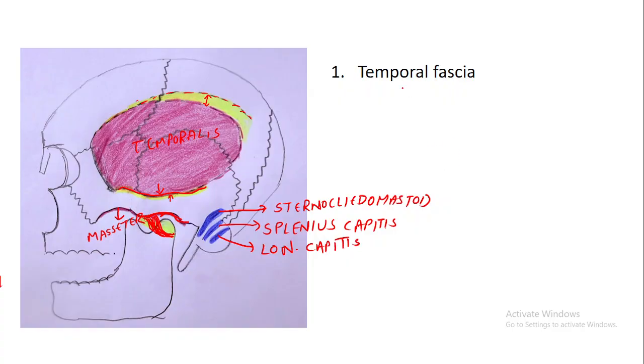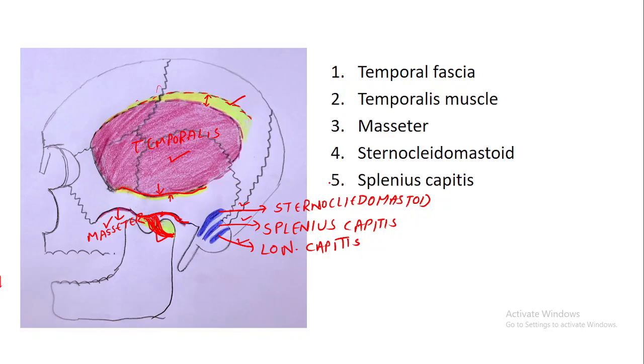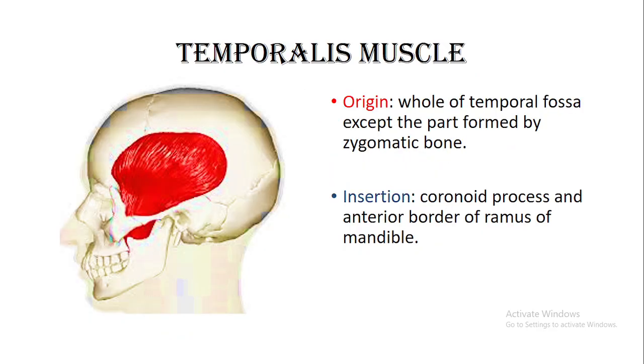So these are the structures which are attached to norma lateralis: first is the temporal fascia, second is the lateral ligament of temporomandibular joint here, then origin of temporalis muscle, origin of masseter muscle, and insertion of sternocleidomastoid, splenius capitis, and longissimus capitis muscle. So these are the attachments of norma lateralis.